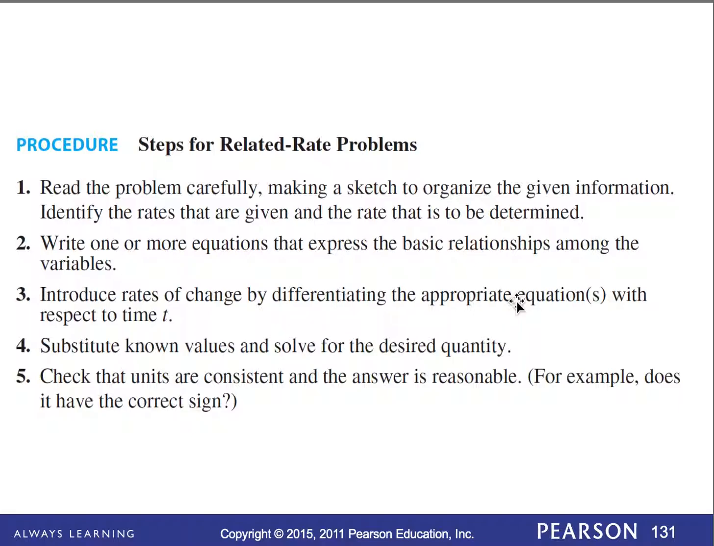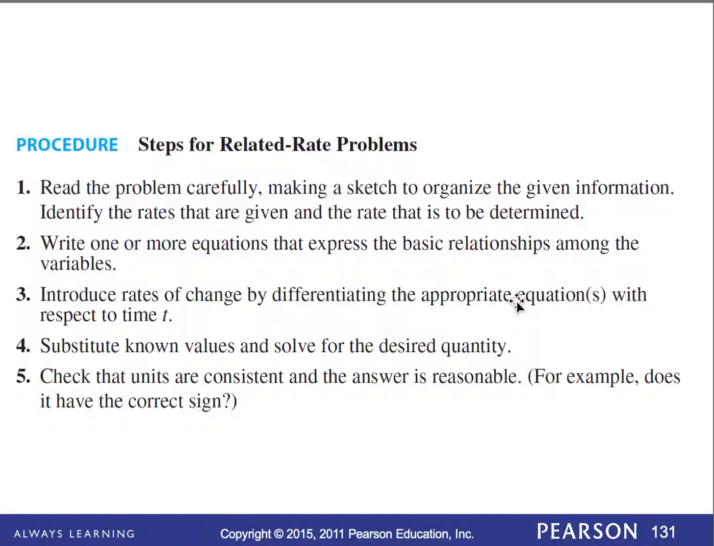You're going to identify the rates that are given and the variables that are explained, and we want to tie it all together with the basic relationship among the variables. If my pool is filling up, the volume is what ties the length, the width, and the height together. If my ladder is sliding away from the wall, the Pythagorean Theorem is tracking that movement. If I have an airplane relative to a point on the ground, it forms a triangle, so we're looking at the Pythagorean Theorem.